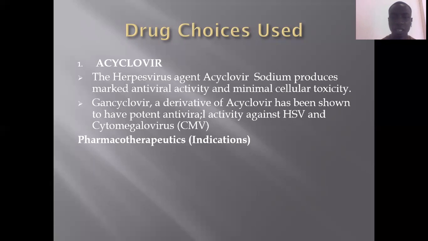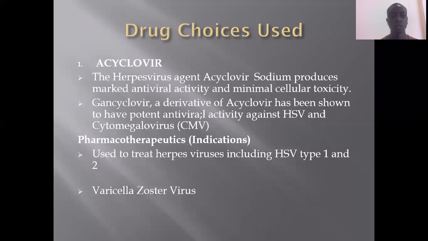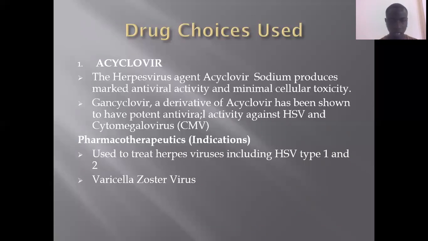Ganciclovir is another drug of good potency, used against herpes simplex virus and cytomegalovirus. Indications of acyclovir: it is the most common drug among the antiviral agents. It is used in the treatment of herpes virus infections, including herpes simplex 1 and herpes simplex 2, and also when somebody has varicella-zoster infection.